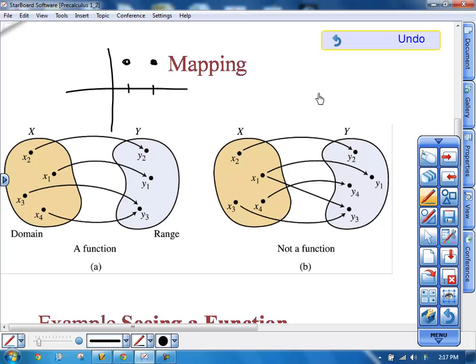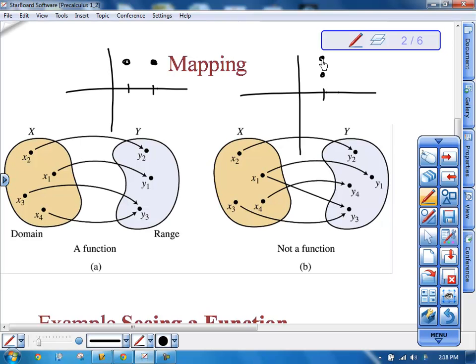What you cannot have, though, by definition of function, this is really important, you cannot have one x value that has two different y values. So that's one x value that has two different y values like that. That violates the definition of a function. That's really important. Okay? It doesn't pass the vertical line test, which is what we'll use.